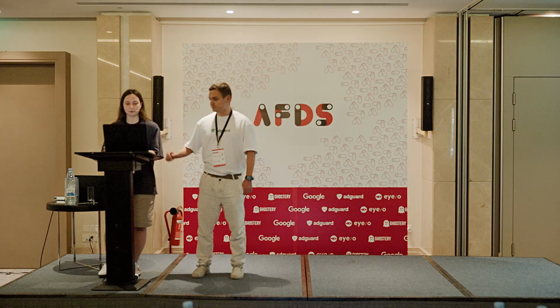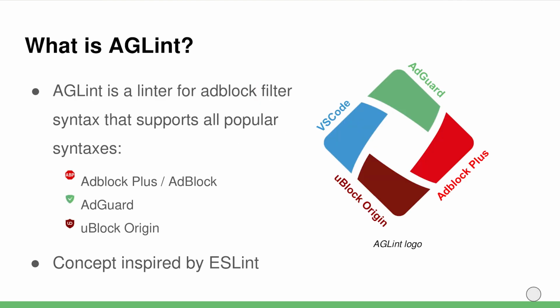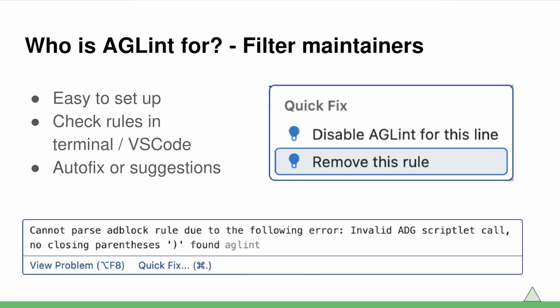So let's quickly look at what AGLint actually is and why it matters. Essentially, AGLint is a linter for Adblock filter lists. It scans the rules, highlights problems, and suggests fixes. The main goal is to help maintainers produce higher quality filter lists that are more reliable and easier to maintain. AGLint is not just a command line tool.